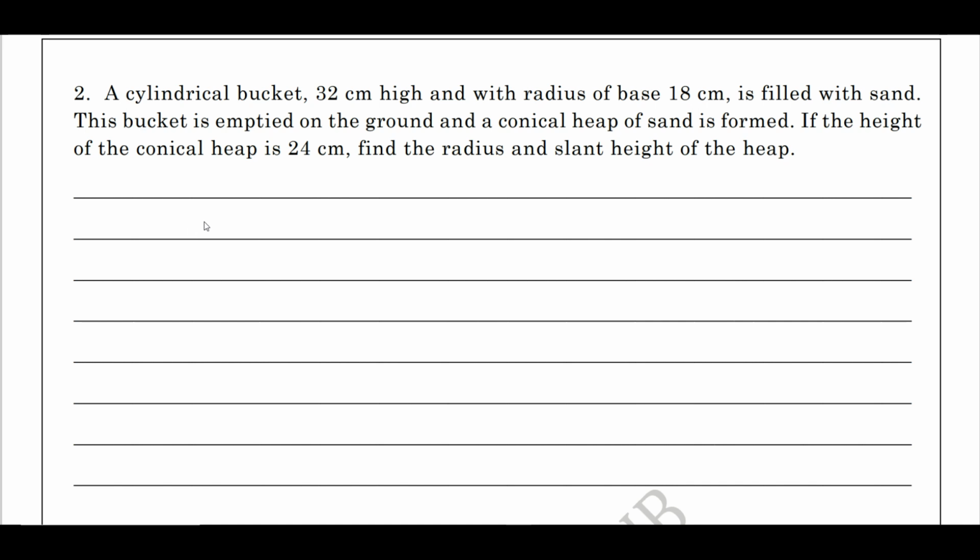So it's a very important problem. This kind of combination, volume conversion of one solid to another solid, these kinds of questions are very important. Students, a cylinder is there. It is filled with sand. When it is poured on the ground, a conical heap is formed. Now what is the similarity between these two? What is the constant between these two? It is volume. Volume will be the same.